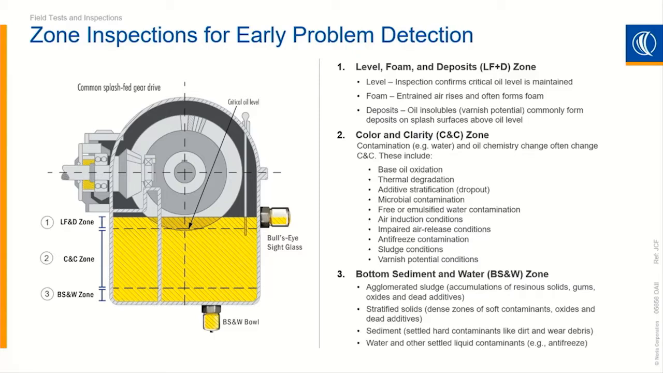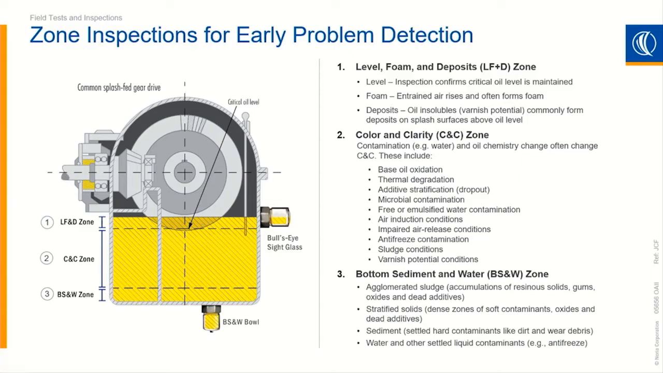So one area is L, F, and D: level, foam, and deposits. This is at the high end of the oil level. So the level itself of the oil is very important. And on some machines, because of where the oil level is sitting, let's say on a gear, any 1 inch or ½ inch change in oil level could mean that the machine is getting no lubrication at all because it's going underneath that bottom gear tooth. So having a small change in oil level could be very important.